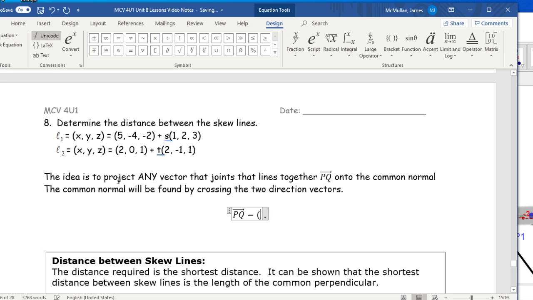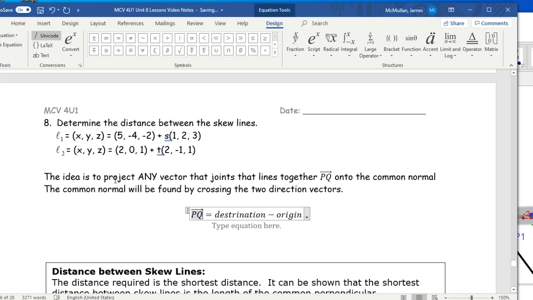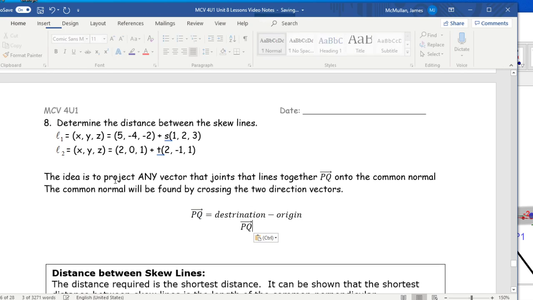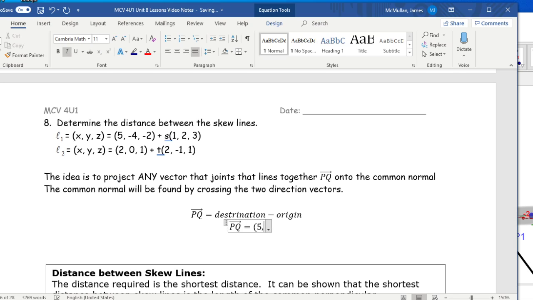is easy. What you do is destination minus origin, and you already know 2 points that work, the 2 points that are in the lines, right? So let's start the other way. 2, 0, 1, take away 5, negative 4, negative 2. 2 take away 5 is negative 3, 0 take away negative 4 is 4, 1 take away negative 2 is 3. Okay, so there's our vector PQ. We just created a vector that joins the two lines together. We picked 2 points, one on each line, and did destination minus origin.